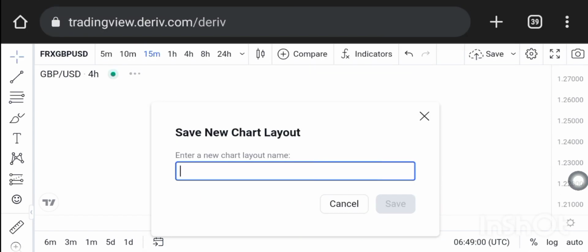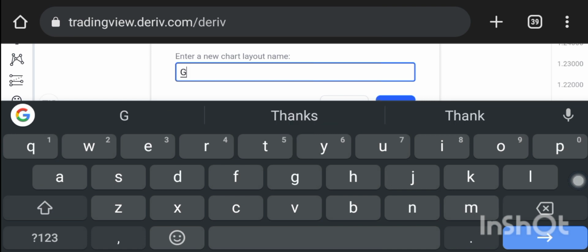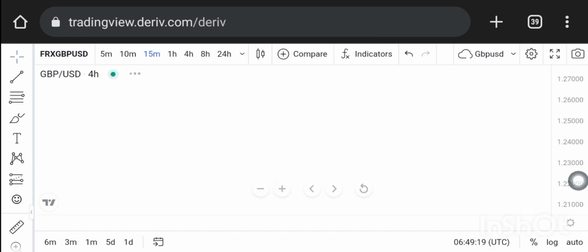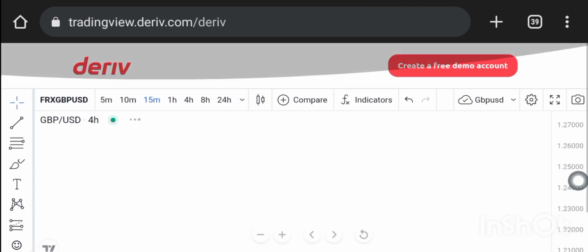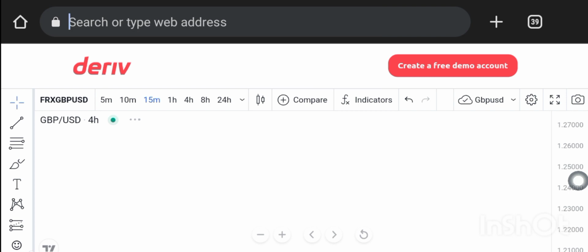Okay, I'm sorry for the interruption. Let's get to the chart work. GBP USD. Okay, we have to do the chart work so that we can come back later for a review.